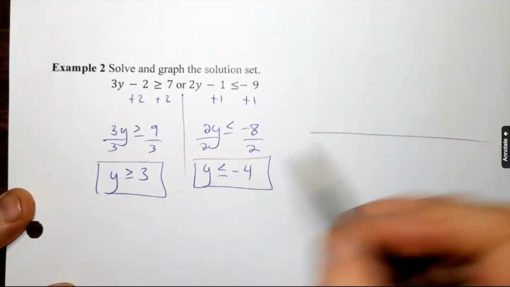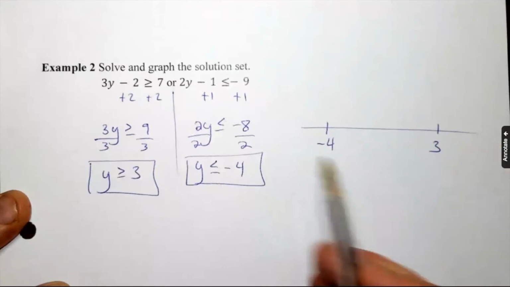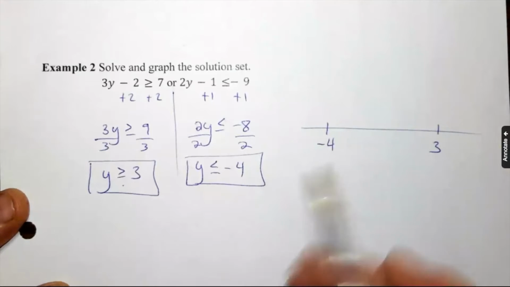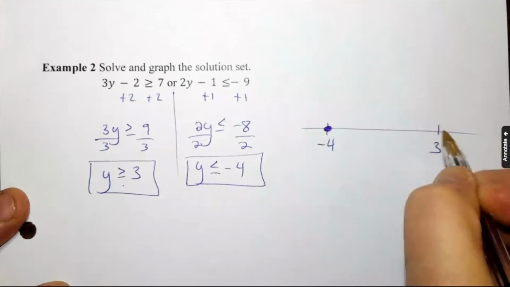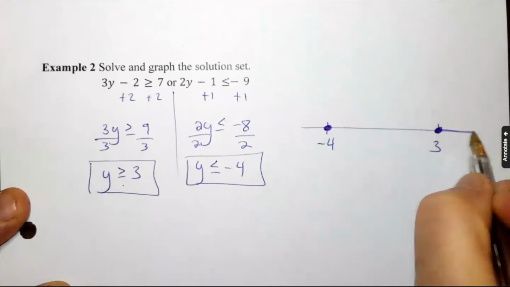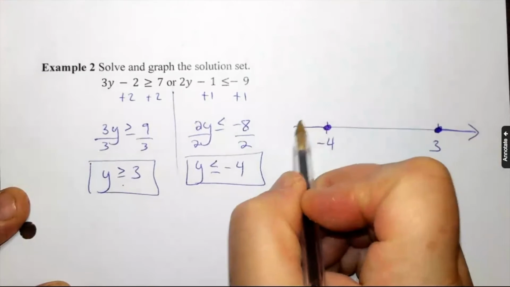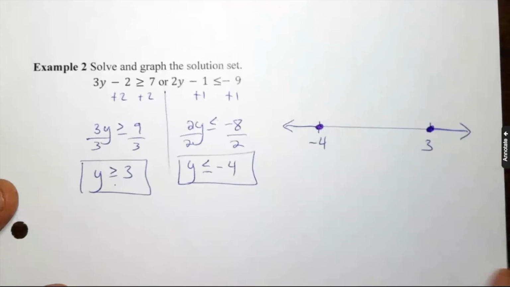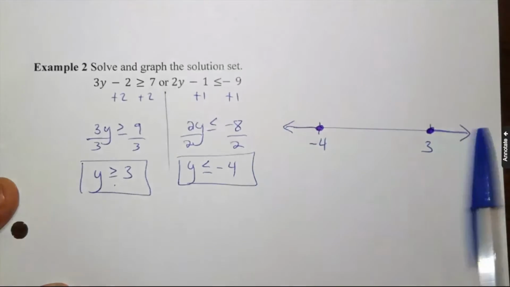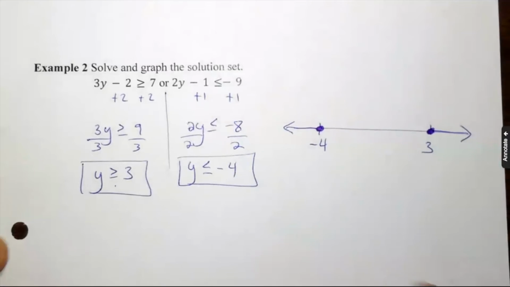We have -4 and 3. Make sure your number line is always going from least to greatest. We have closed in circles at both 3 and -4. This says that y is greater than or equal to 3, and y is less than or equal to -4. I can pick any solution that is less than or equal to -4 or greater than or equal to 3, and it will work in both of the equations if I wanted to check my solutions.